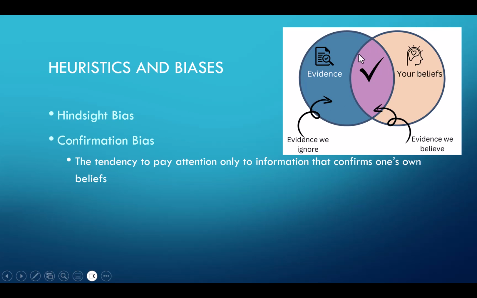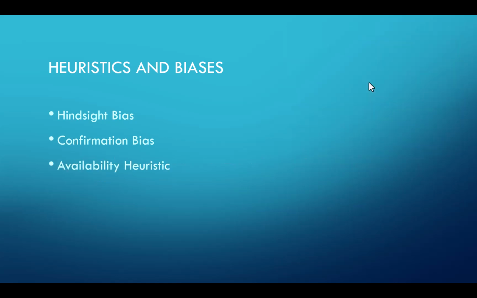And the only evidence you're going to pay attention to is the evidence that supports your own beliefs. In this case, the professor had technical difficulties, so they must be a bad professor. Another heuristic we'll talk about is the availability heuristic.